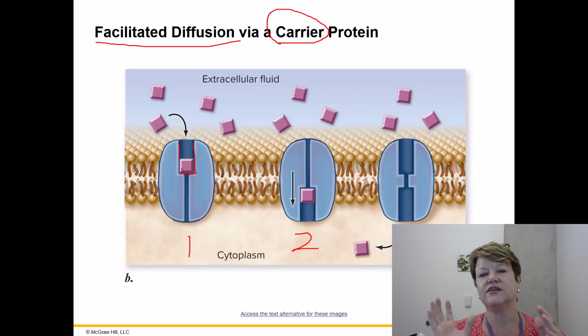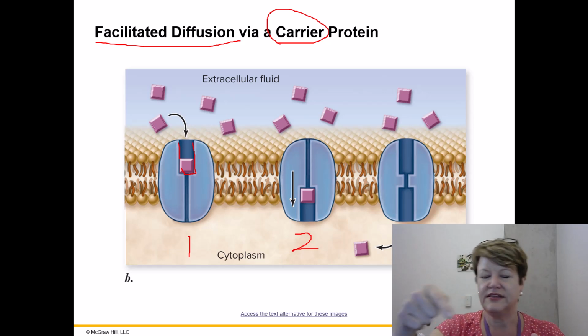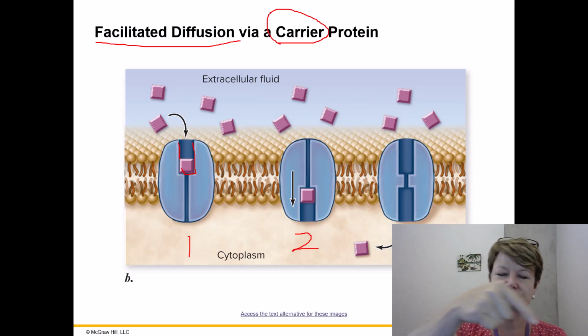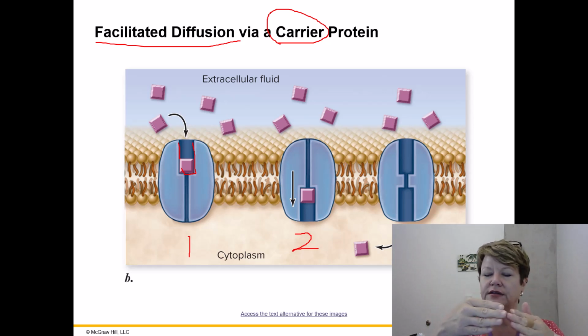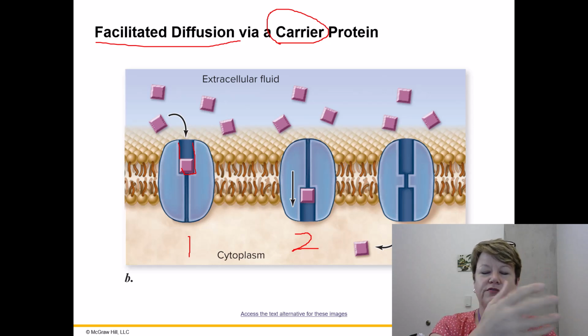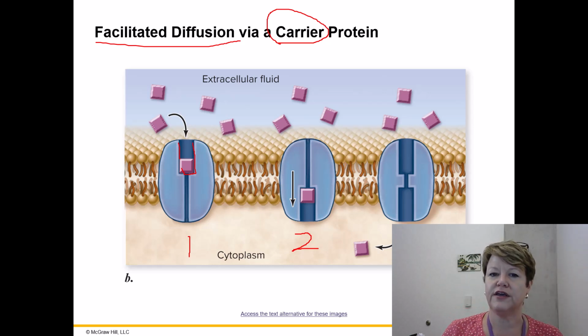So I always think of this a little bit like a revolving door. If you've ever been in the airport, they have these revolving doors. And so when you go in, the door is open on the side that you're on, but then as it moves, you have to go out on the other side. So it's not just a straight opening. You have to go in, and then it moves, and then you can go out on the other side. So that's the concept of a carrier protein.